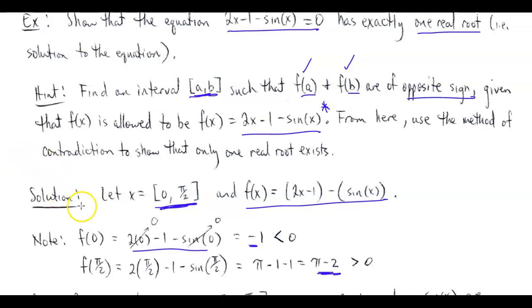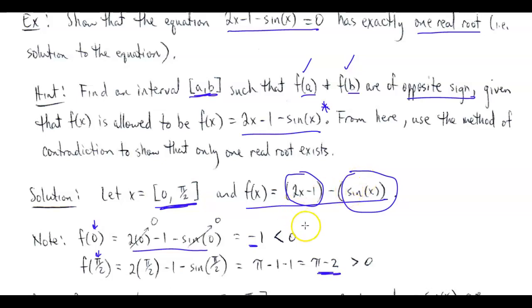So I know that by letting my a be 0 and my b be pi over 2, I notice I have the sign change that I'm looking for. Okay. And now I also know that 2x minus 1 on its own is a function that is continuous for all real numbers because it's a line. I also have sine of x, which is also a continuous function for all real numbers. And one of the things that we know about functions that are continuous, if I take two functions that are continuous for all real numbers and I take the difference of those two functions, I'm still going to get a new function that's going to be continuous for all real numbers.